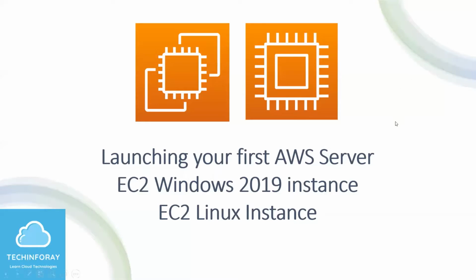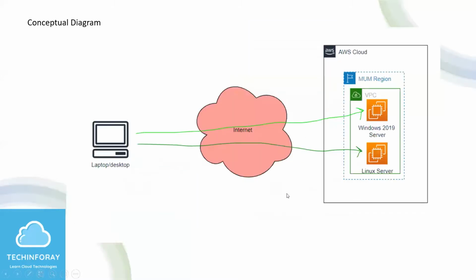If we move forward, this is the conceptual diagram. We will create two servers on AWS, a Windows 2019 server and a Linux server. We will create these in Mumbai, which is one of the regions of AWS. As per your country location, you can select any region and create your server. Currently I'm located in India, so this is near to me, so I have selected this one.